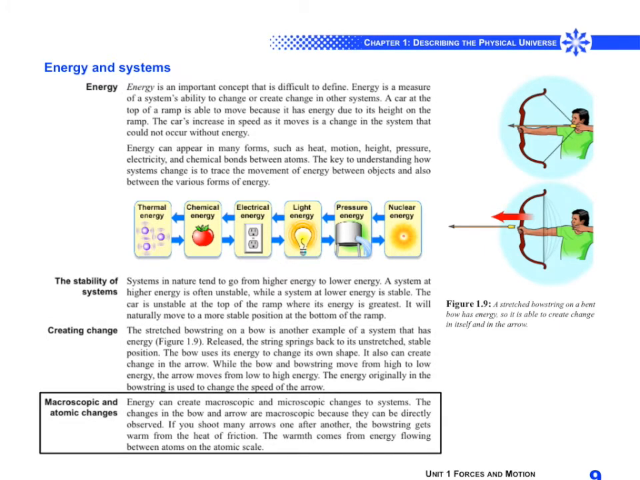Energy can create macroscopic and microscopic changes to systems. The changes in the bow and arrow are macroscopic because they can be directly observed. If you shoot many arrows one after another, the bowstring gets warm from the heat of friction. This warmth comes from energy flowing between atoms at the atomic scale.